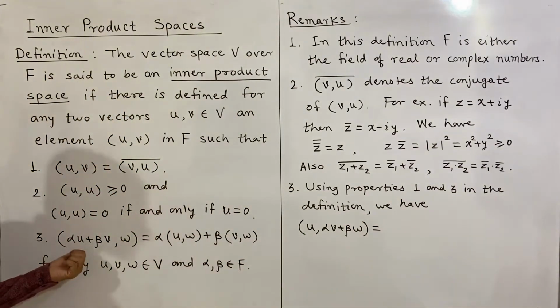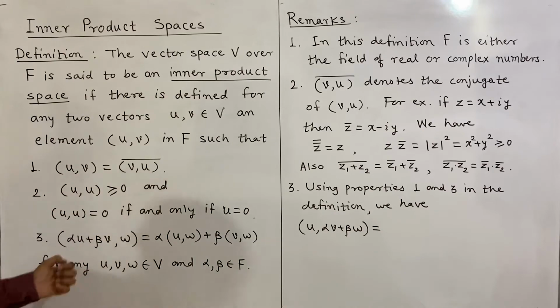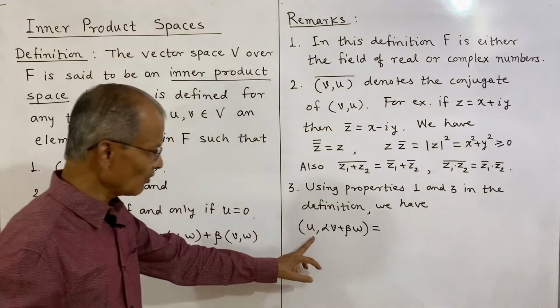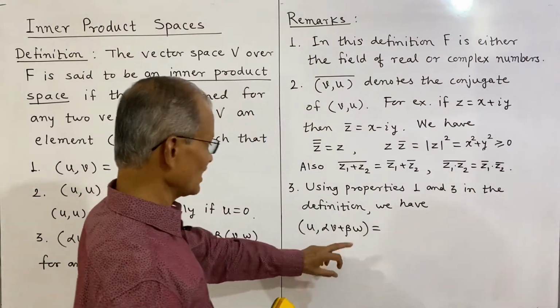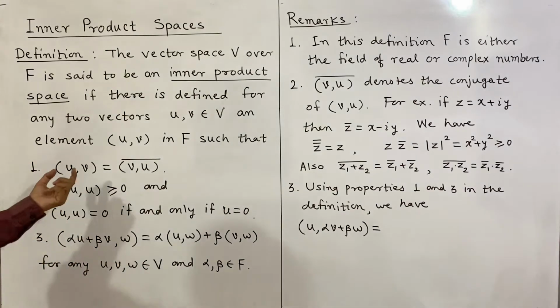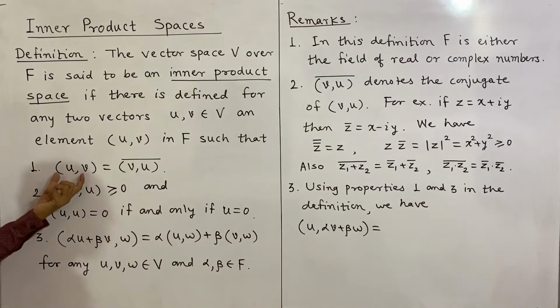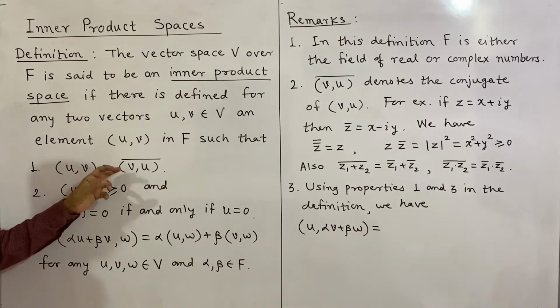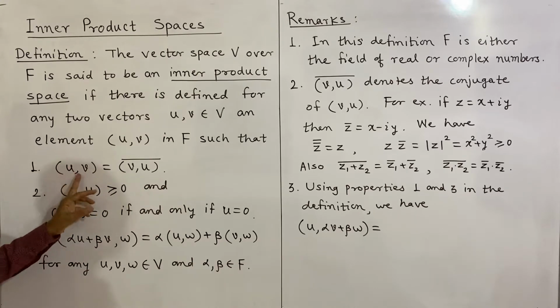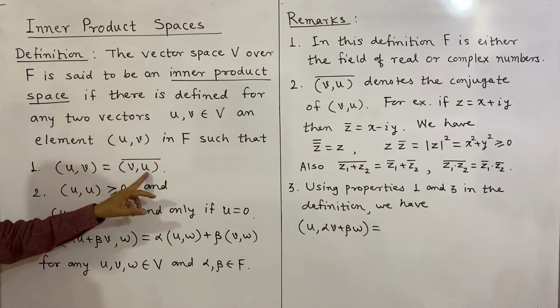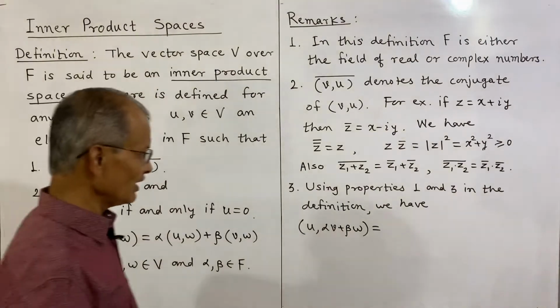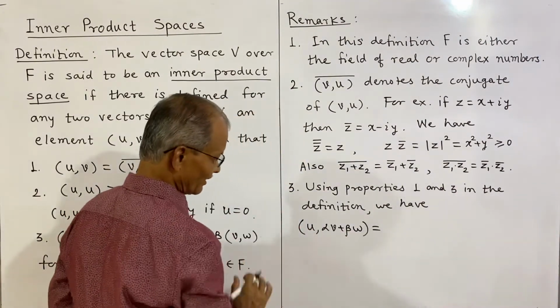This is linear in the first argument. Inner product of u and alpha v plus beta w. We first apply the first property. The inner product of u and v is equal to the conjugate of the inner product if you interchange the vectors v and u. So we will interchange the vectors and take its conjugate.